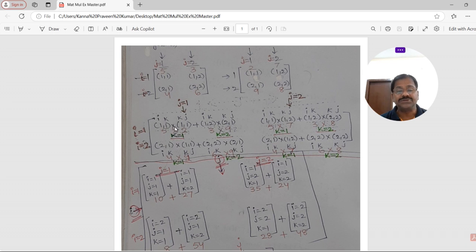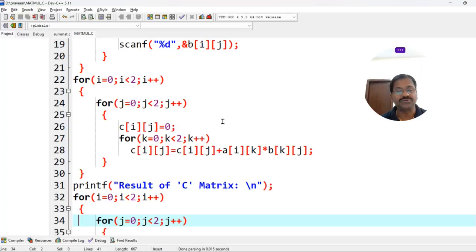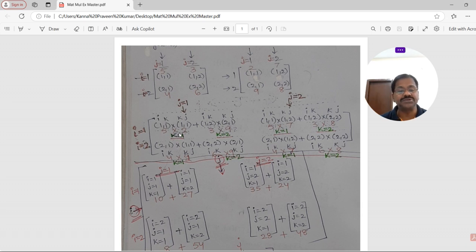I0, K0, J also 0. Here also, for example, if I take I0, K is 2, J also 0. First loop iteration. Next time, second loop iteration. You see here, first I0, J0, K0, A of 0 0, B of 0 0. Next, K loop will be iterated. K is 1. First here it is K0, K1. Second iteration. Here K loop will be iterated 2 times.